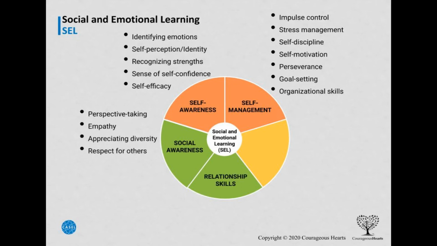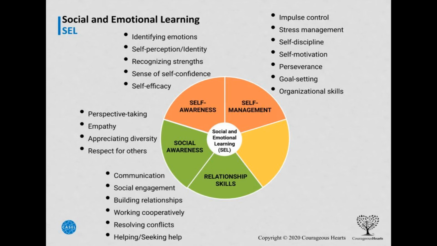And then under relationship skills, communicating, effective communication, engaging in a social way. So how to interact with others socially in a healthy way. Building relationships and working cooperatively. And a lot of this comes from working on teams. Being able to resolve conflicts and help-seeking and helping. So being on either side of that, knowing when to look for help, but also knowing when to help another when you have a tool that you can help others.